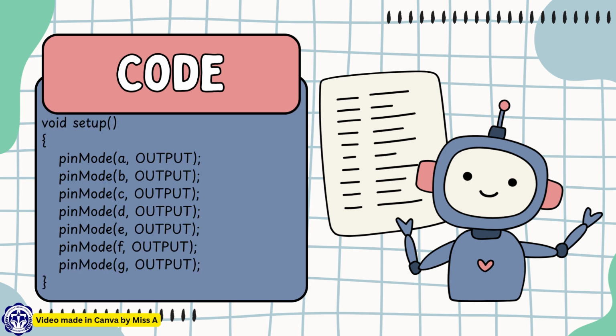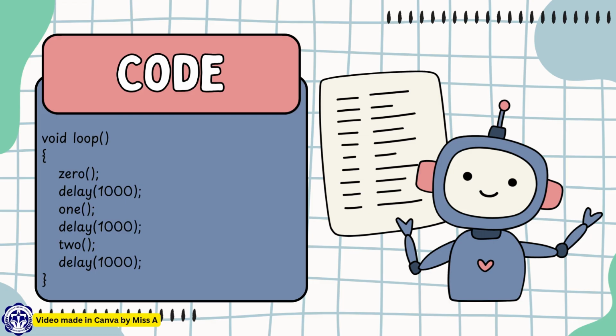The setup function is where we prepare the Arduino pins before the program runs. In this code, each line like pinMode(A, OUTPUT) tells the Arduino that the pin controlling a specific segment, for example A, will be used to send voltage to the display, not to read input. By setting all segments, A to G, as output, we ensure the Arduino can turn each LED on or off to form numbers on the 7-segment display. This step is essential because the Arduino needs to know which pins will provide power to control the display.